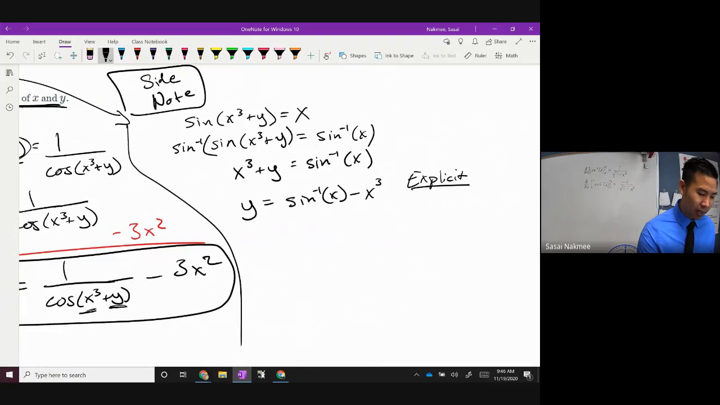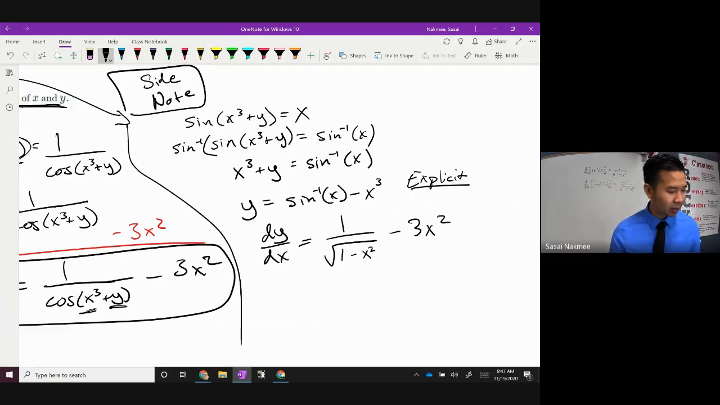So right here, if I take the derivative with respect to x, I'll get dy/dx on the left side, right? And then on the right side, the derivative of the inverse is technically 1 over the square root of 1 minus x squared, minus the derivative of x cubed, which is going to be 3x squared.